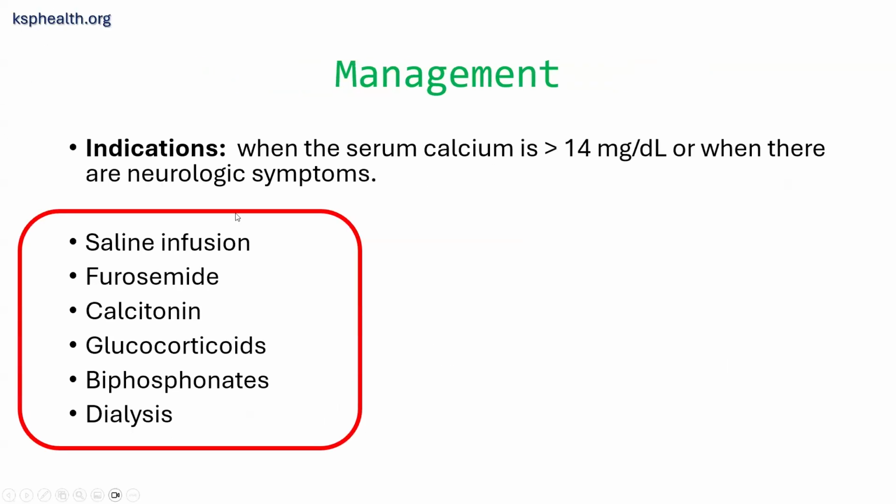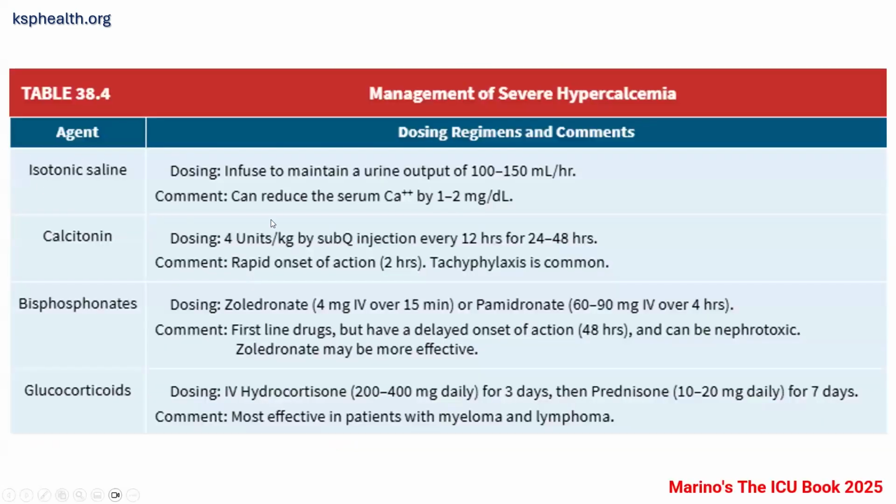So how do you treat? Saline infusion, furosemide, calcitonin, glucocorticoids, bisphosphonates, and dialysis. You need to be very prompt because cardiac effects can be lethal. Isotonic saline, maintaining urine output 100 to 150 ml per hour, in children 2 to 4 ml per kg per hour. Reduce the serum calcium by 1 to 2 milligram per deciliter. Calcitonin, 4 units per kilogram subcutaneous every 12 hours, for 24 to 48 hours.